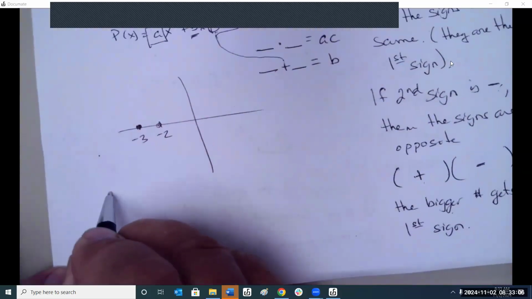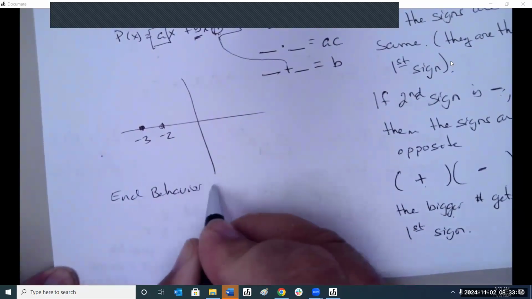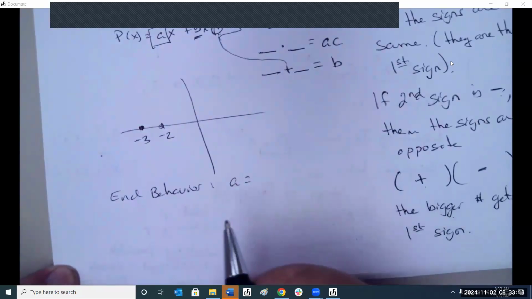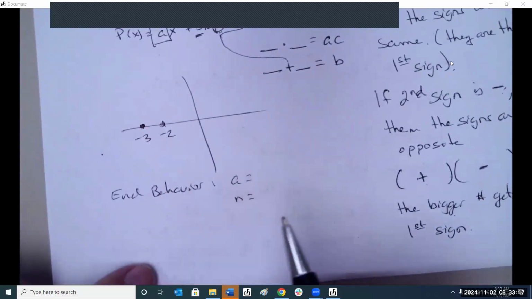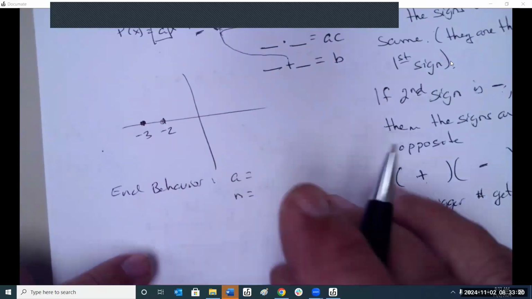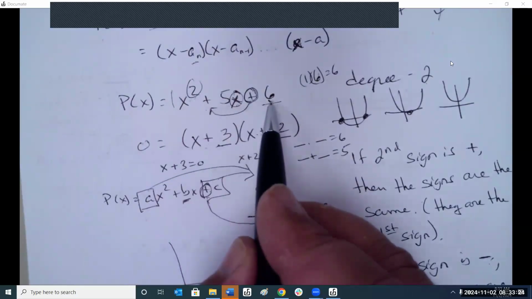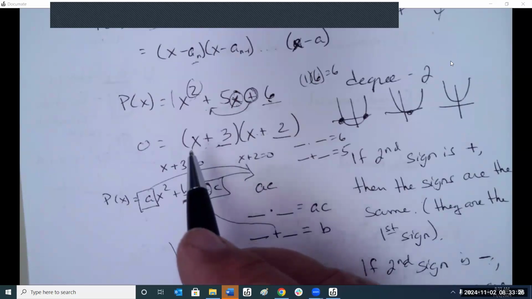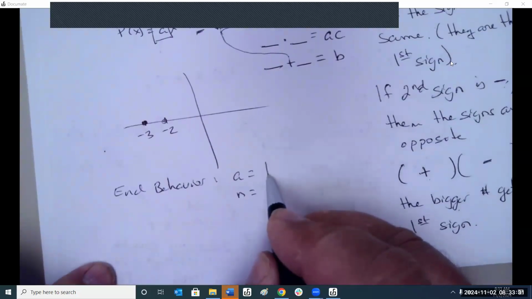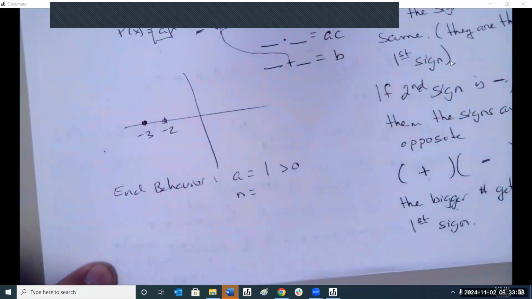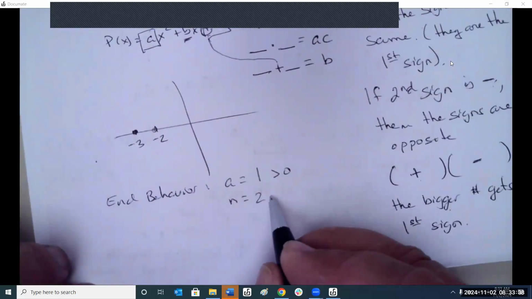So to determine end behavior, you need to know what A equals, and you have to know what N equals. So what is A in our example? In this example, what's A? We only look at the leading term. A is 1, which is positive. What is N? Which is even.